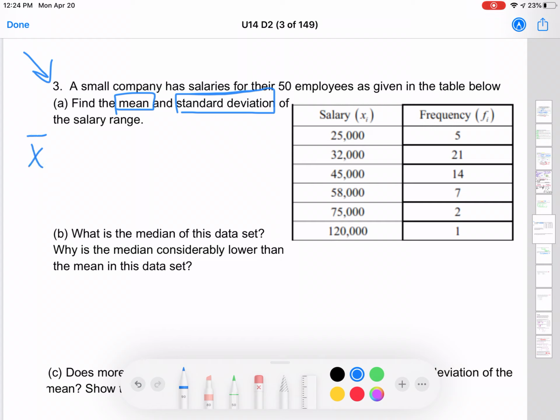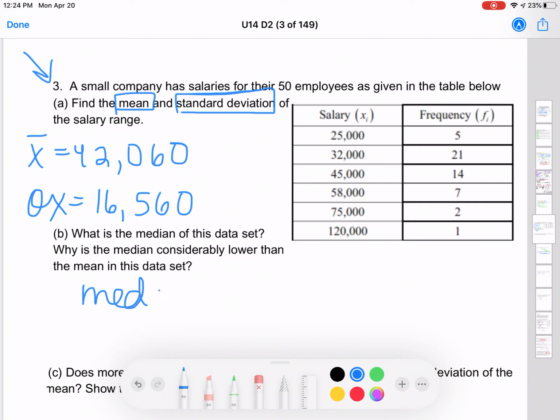Okay, so we got X bar to be 42,060, and we got the standard deviation to be 16,560. The median was also right in there. The median was 32,000.